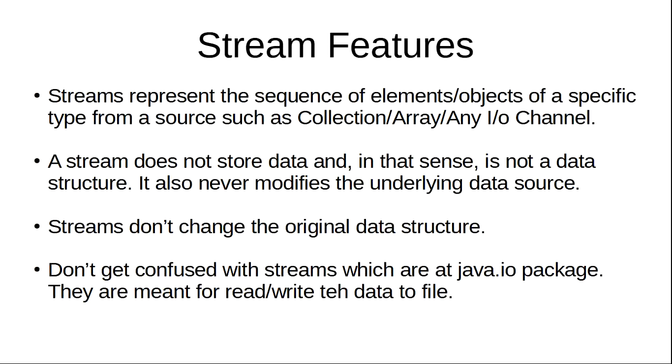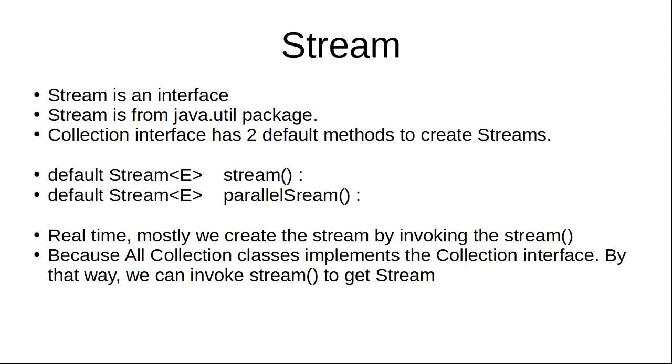Also, don't get confused with the streams available in java.io, which we used to learn from the JDK 1 version onwards. Those streams are meant for reading and writing operations for bytes and characters. These streams are introduced in Java 8, in the java.util.stream package. Stream is an interface in the java.util.stream package.